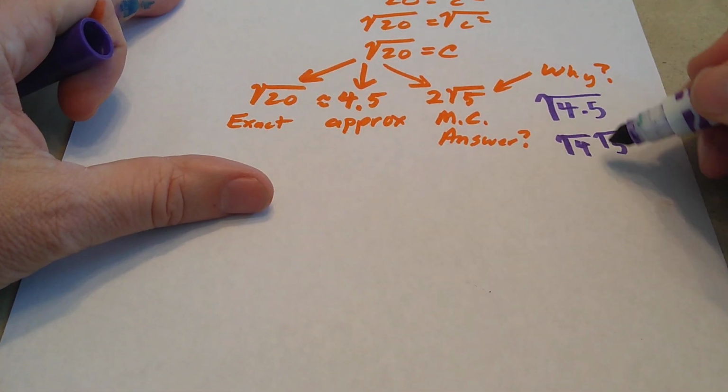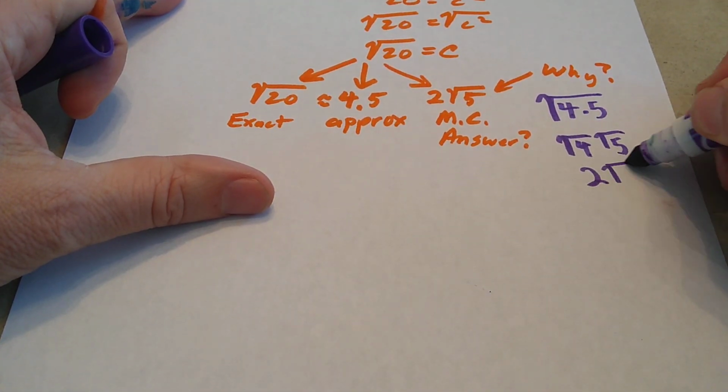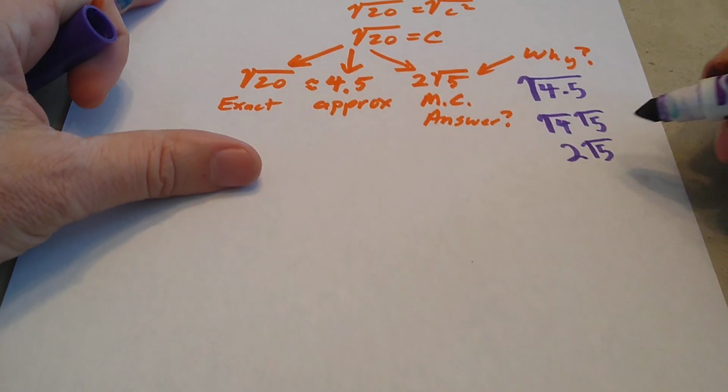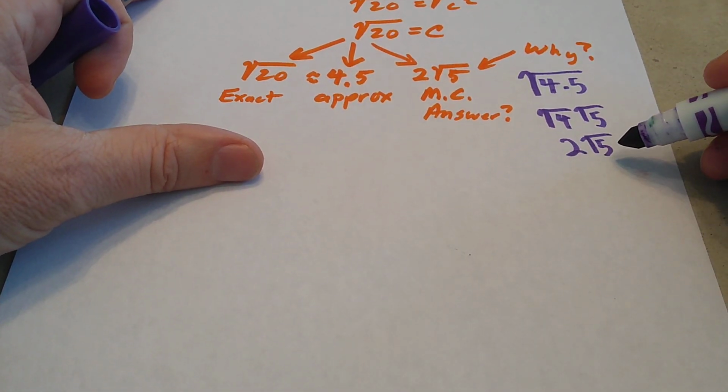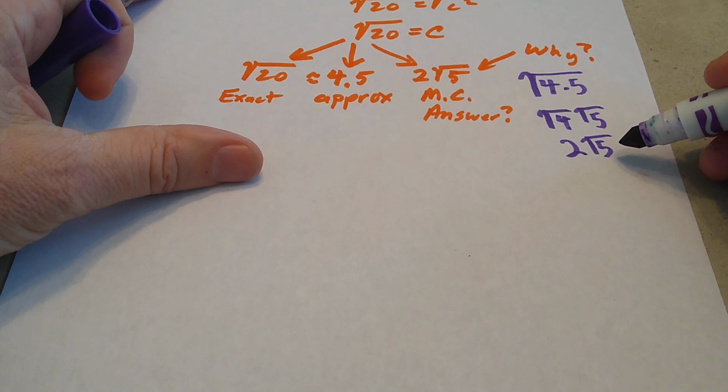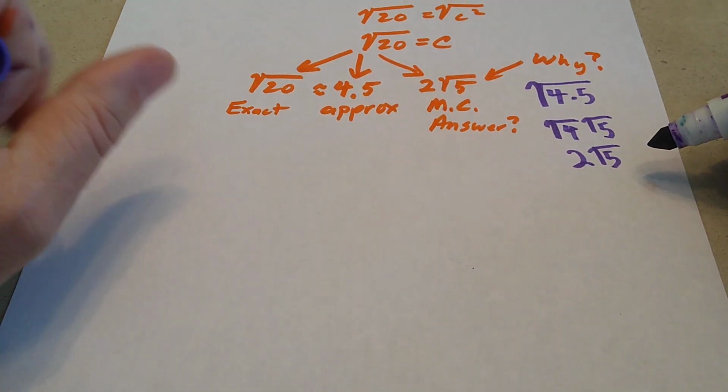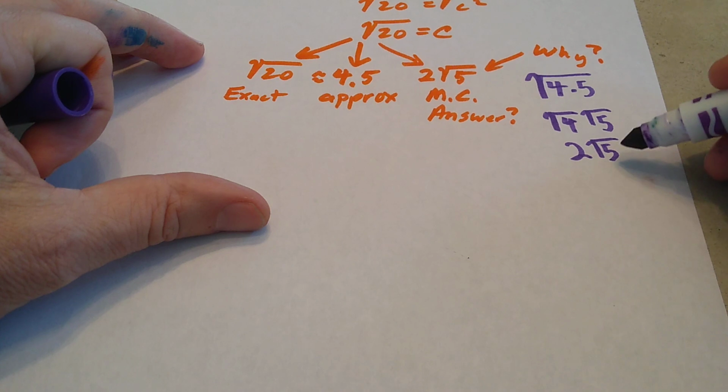But the square root of 4, we know what that is. It's 2, and that's root 5. And so this means 2 times root 5. Root 5 is about 2.2. It's a little bit more, which is why this rounds to 4.5. But that is an equivalent form.